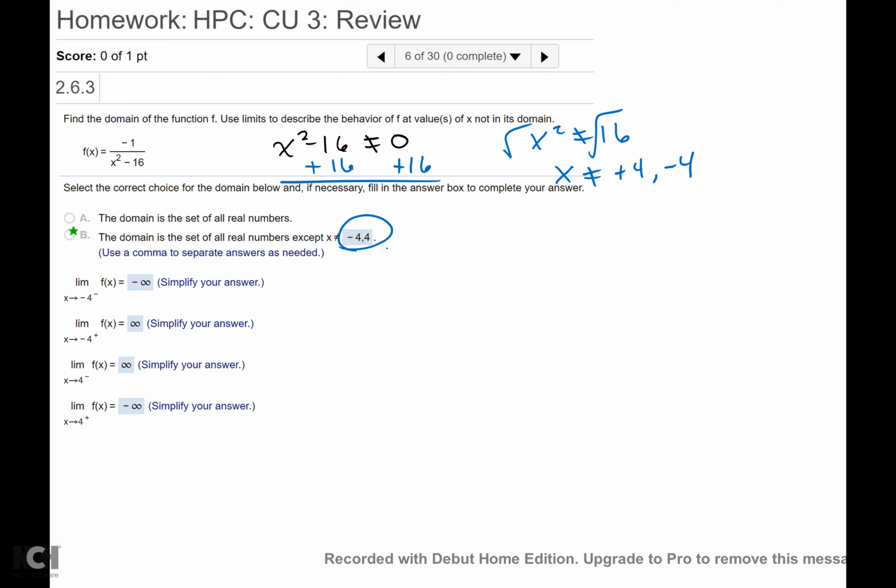And so now if I graph this, and I should have already had a picture of that. Sorry. Okay, I'm typing it in my graphing calculator right now. So I got -1 divided by x squared minus 16. And if I hit graph, I end up with, get a better picture here.